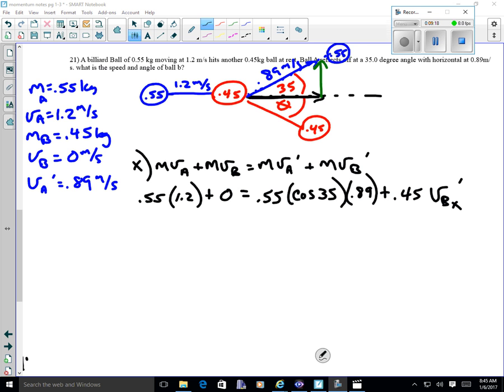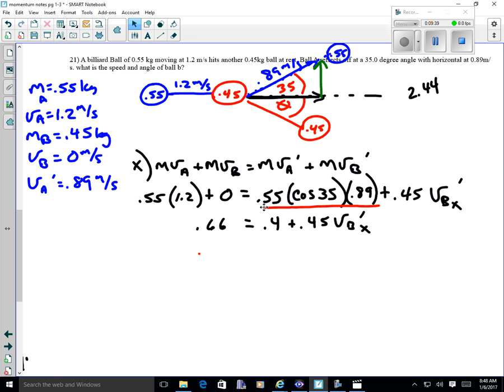Okay, so if you combine all this out, now I have 0.66, that's the answer to the left-hand side, equals 0.4. 0.4 is the answer to all of this part right here. So I've got to subtract 0.4 from both sides. And if you do that, you end up getting 0.26. And subtract 0.4, so I get 0.26 equals 0.45 times the velocity of B in the x direction after the collision.